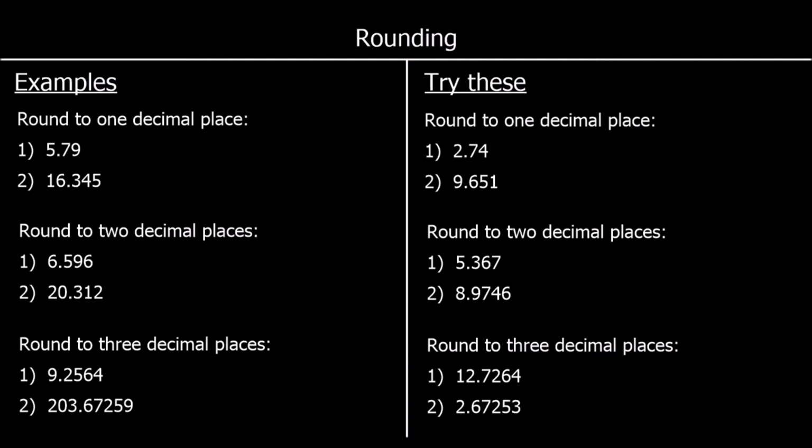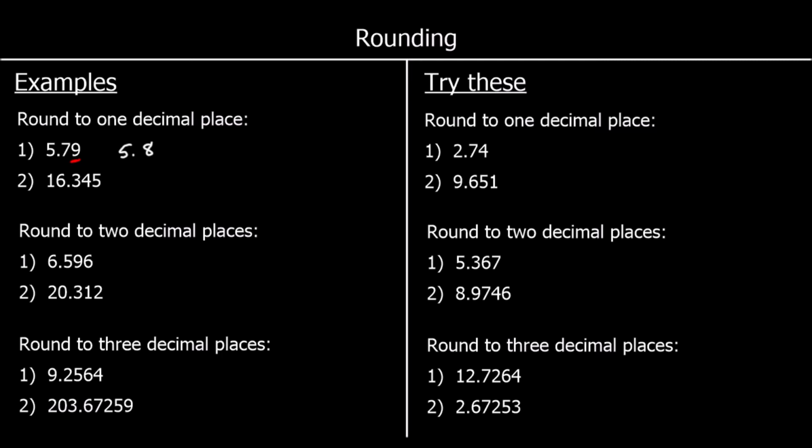So in the first 2 examples here, we're rounding to 1 decimal place. So we want 1 number after the decimal point. So we look at the next one. We look at the second decimal place and we say, is it 5 or above? If it is 5 or above, we round up. So this is 5 or above. 9 is 5 or above. So it's going to round up and it'll become 5.8.